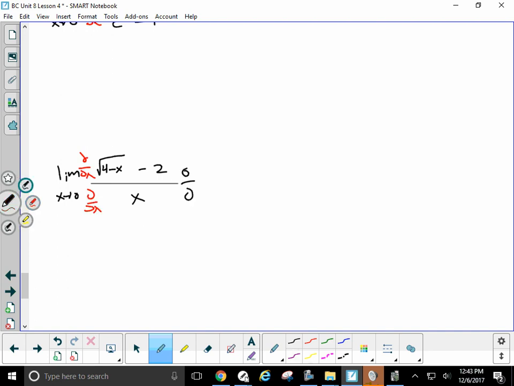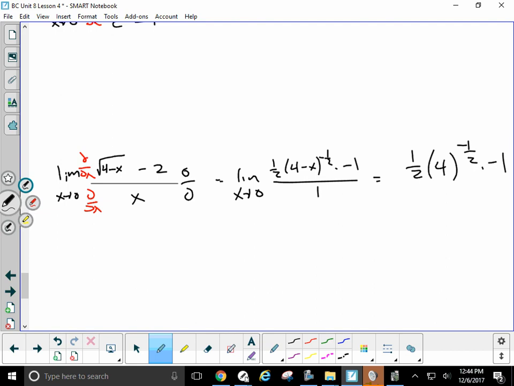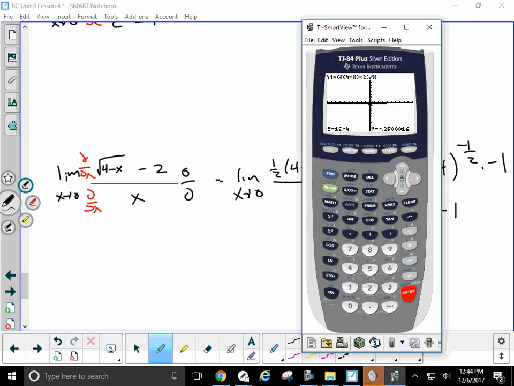Again, I plugged in 0 and I got 0/0. I take the derivative. The derivative of root 4 minus x is 1/2 times (4 minus x) to the -1/2 times -1. The derivative of 2 is 0. The derivative of x is 1. I can now plug this in, and I get 1/2 times 4 to the -1/2 times -1 as my answer. This is also 1/2 root 4 times -1. I get -1/4, just like my calculator said. Okay?